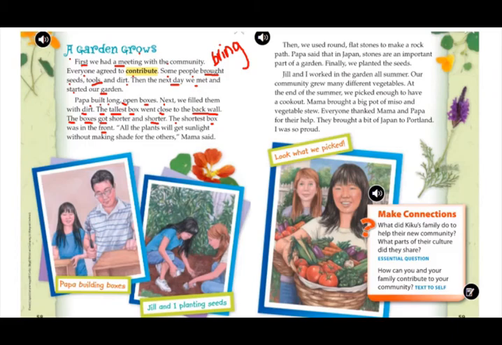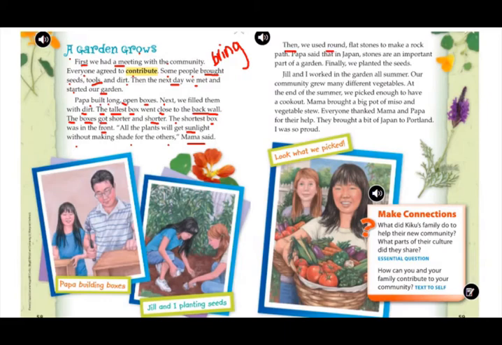All the plants will get sunlight without making shade for the others, Mama said. So this is how they solve the problem of a small plot. They planted the seeds in boxes, in some sort of steps, with big boxes on the top, next to the wall. In front of them they made smaller boxes, and then next to them other smaller boxes. It's like stairs, you can imagine them like that.